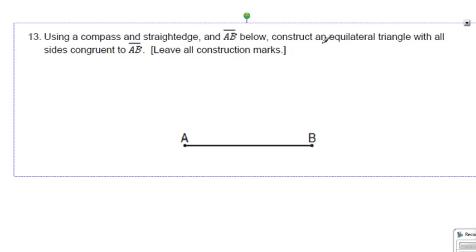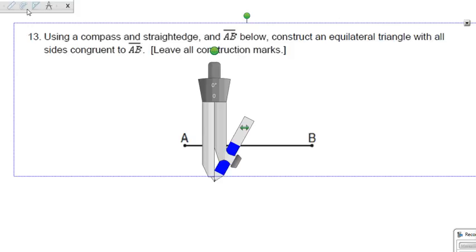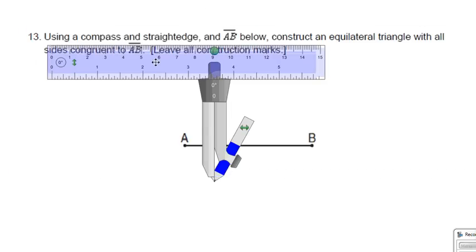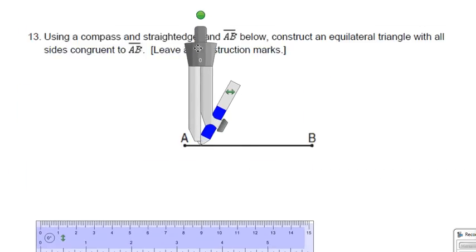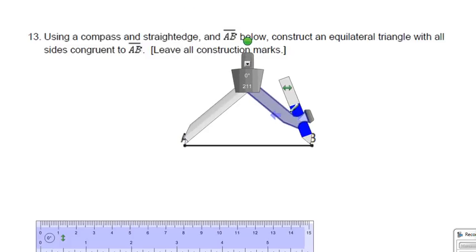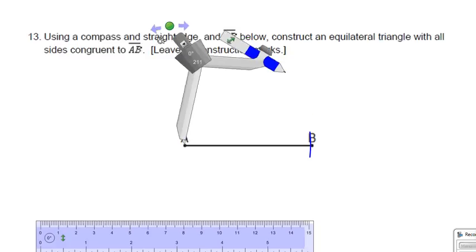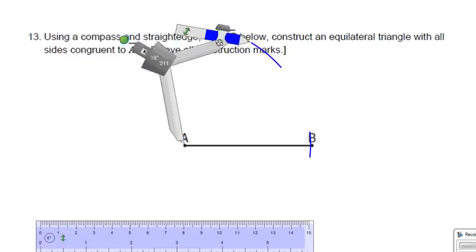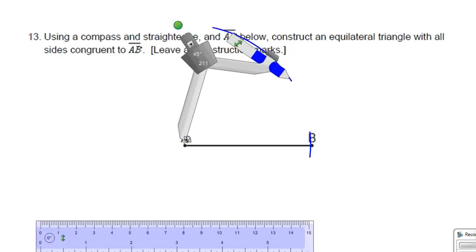Here they want us to construct the equilateral triangle. That means we need a compass and a straight edge. So here we have the compass. Now what are we going to do? First, we need to measure the length AB. So first we need to make a mark right over here and then bring it over. Let's make another mark right over there. So this distance from A to B is copied over here.